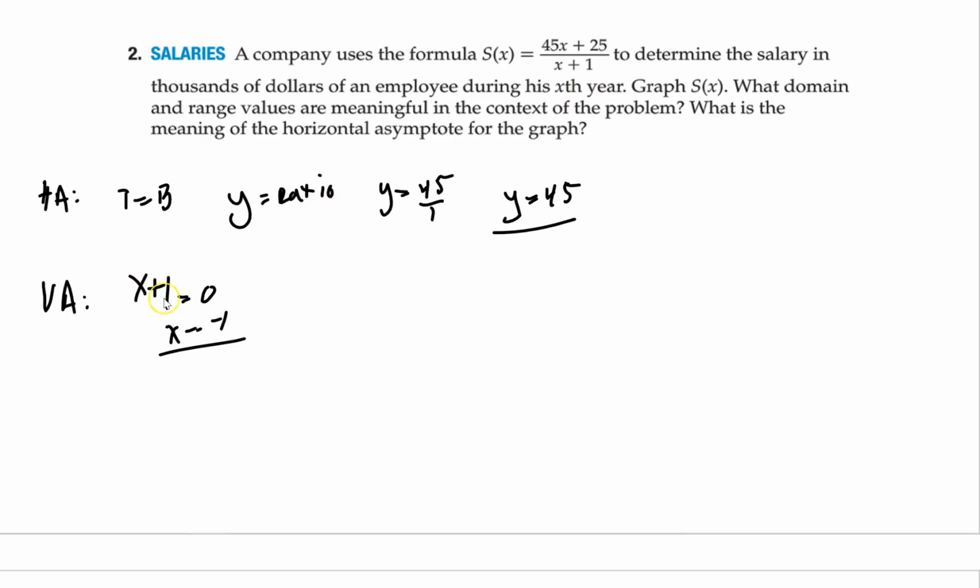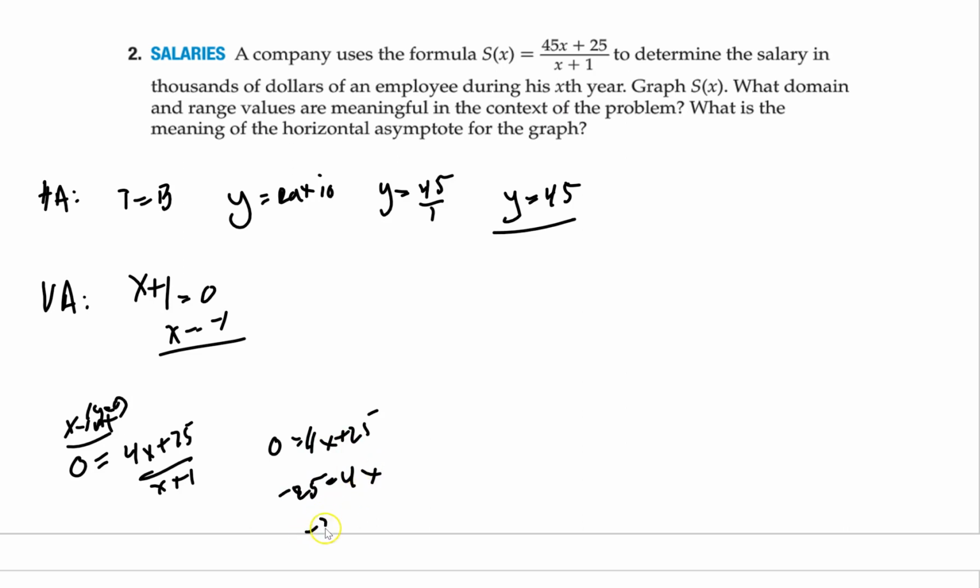We could find the x and y intercept. Let's do that. X-intercept, set the y equal to 0. So 0 equals 45x plus 25 over x plus 1. Remember, you always just multiply both sides by x plus 1. You get 0 equals 45x plus 25. When I solve that, I'm going to get -25 divided by 45. -25 over 45 equals x. So about -0.55.